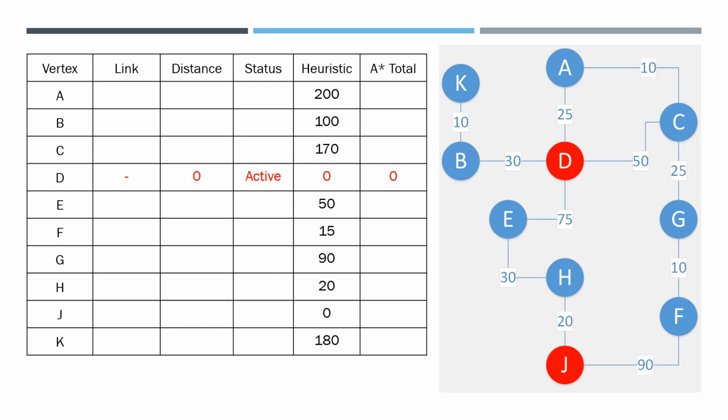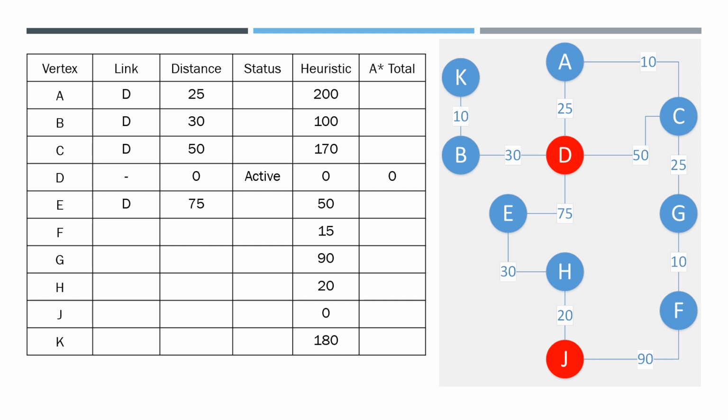There's the graph on the right, and here's our table ready to go on the left. So what's the first thing we do? We're starting at position D, and the first thing we do is find all the nodes that we can get to from node D. So let's just fill that in. I can get to A, B, C or E from position D, and I'm filling in all the distances. A is 25, B is 30, C is 50 and E is 75.